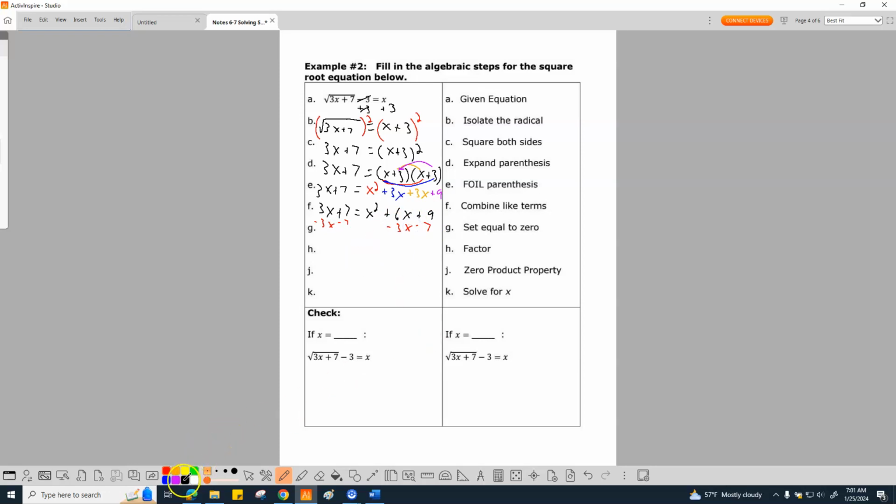So is this perfect math? No, but it's good enough. So write 0, because 3x minus 3x is nothing. 7 minus 7 is nothing. 0 equals x squared.